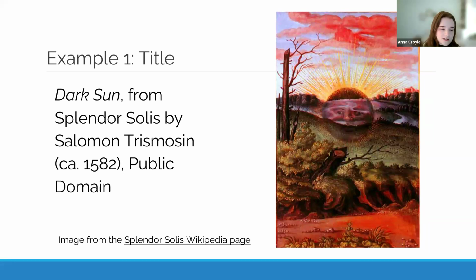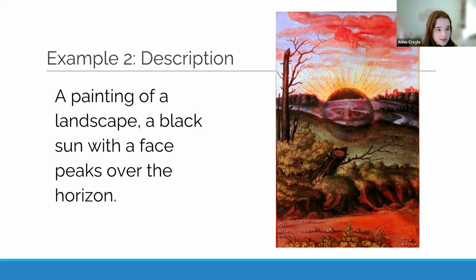Right, it depends on the context. So if I don't care a lot about what it looks like, I could include just the title. I could say this is the piece I'm referring to, not this other page. But maybe if I care more about the composition, the artistic quality rather than who created it, my alt text might be more descriptive. It might be as basic as, this is a painting of a landscape, a black sun with a face peeks over the horizon.